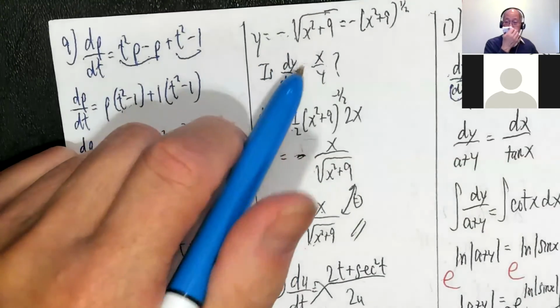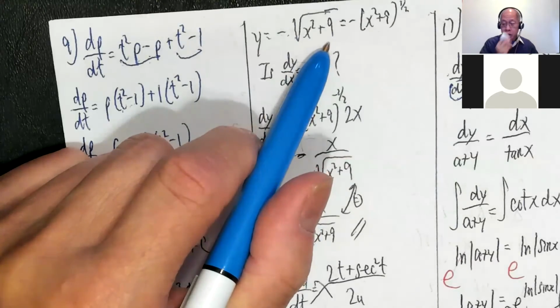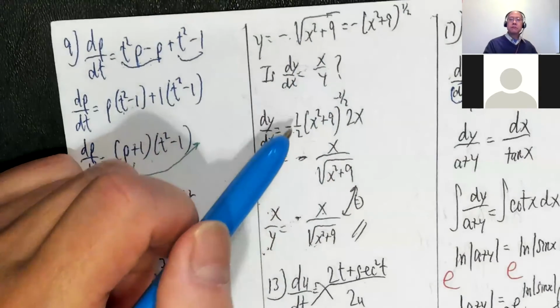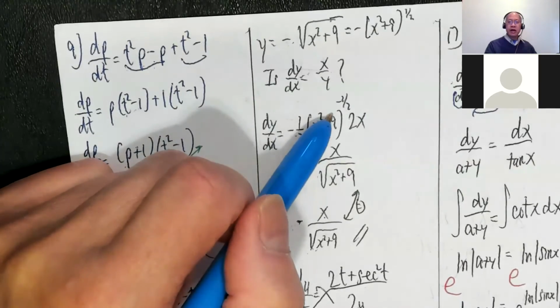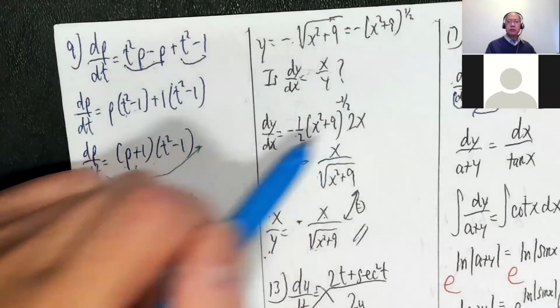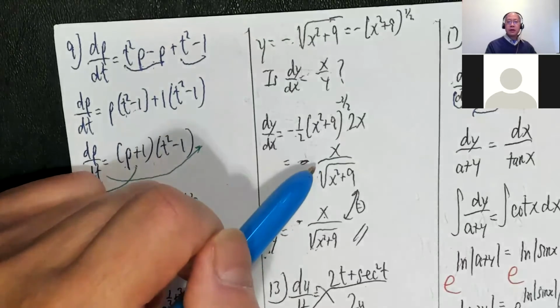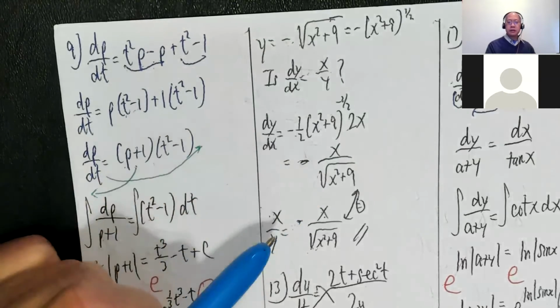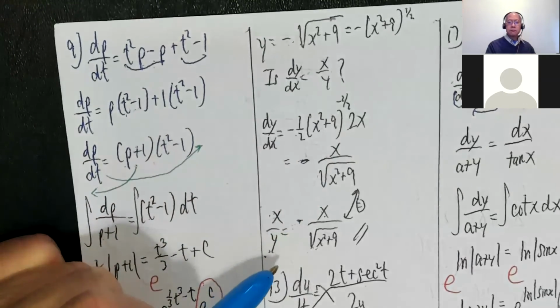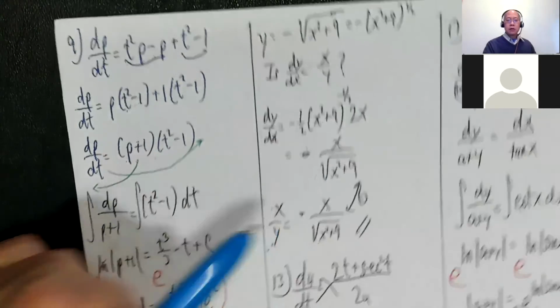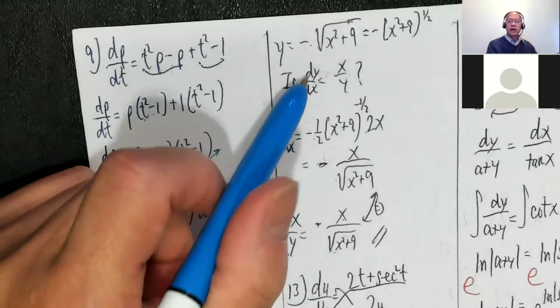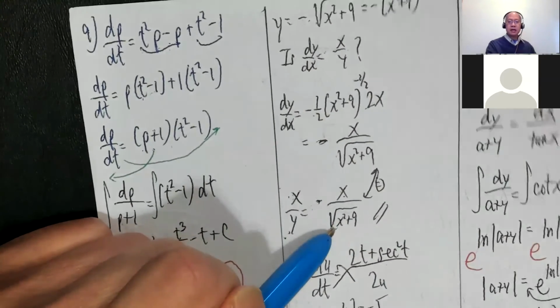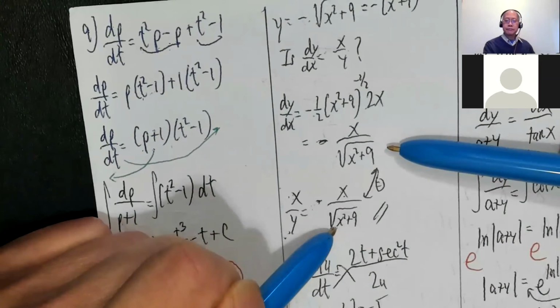So in other words, what's the derivative of this guy, which is the same as negative x squared plus 9 to the 1/2 power? So negative 1/2 times x squared plus 9 to the negative 1/2 times 2x by the chain rule. So that's negative x over radical x squared plus 9. And then the right-hand side is x over y. So what's x over y? X over the original function, x over negative radical x squared plus 9. And yes, indeed, they are equal by show and tell.